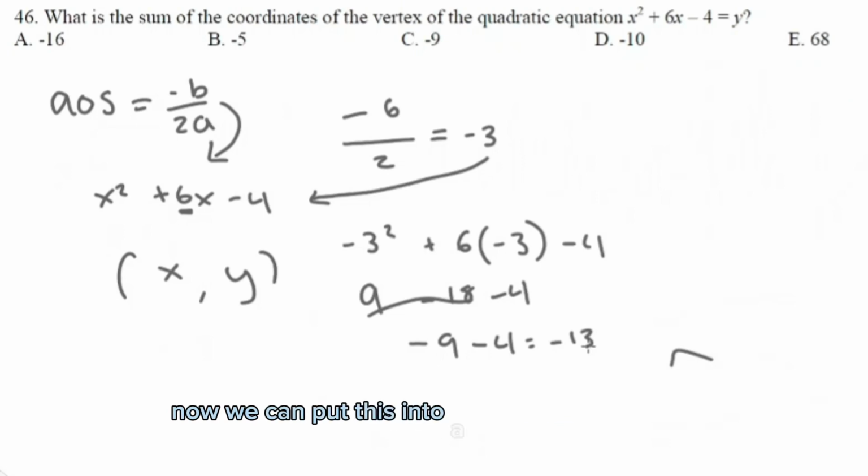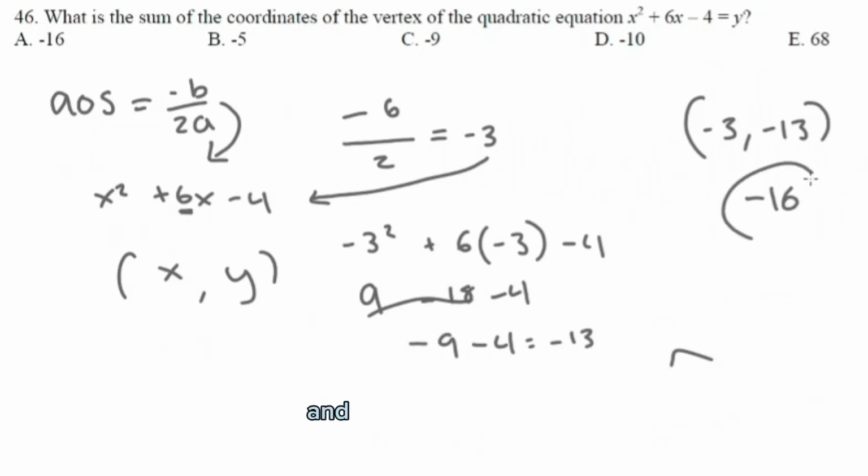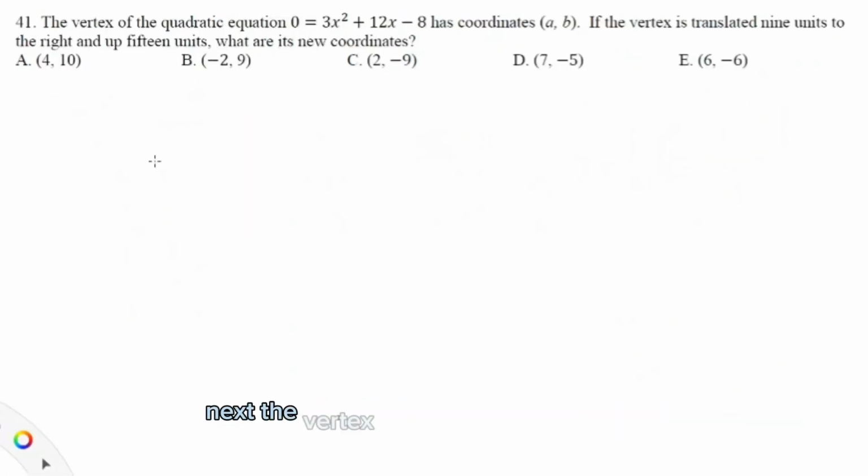So now that's your y value. Now we can put this into a coordinate and then solve this problem. So we have the x value of negative 3 and the y value of negative 13. So we can just add negative 3 and negative 13 to get negative 16. And that's your answer.